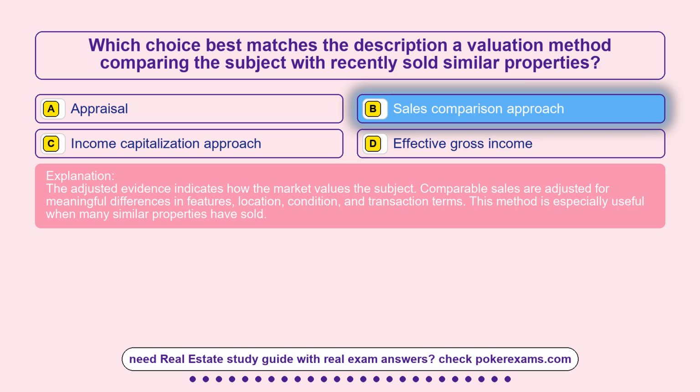The adjusted evidence indicates how the market values the subject. Comparable sales are adjusted for meaningful differences in features, location, condition, and transaction terms. This method is especially useful when many similar properties have sold.